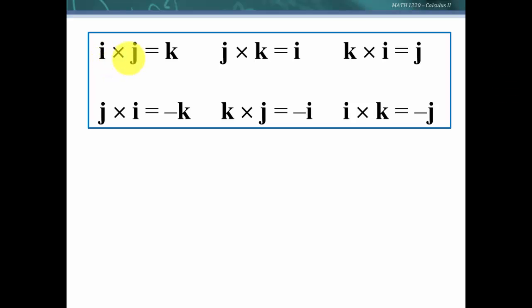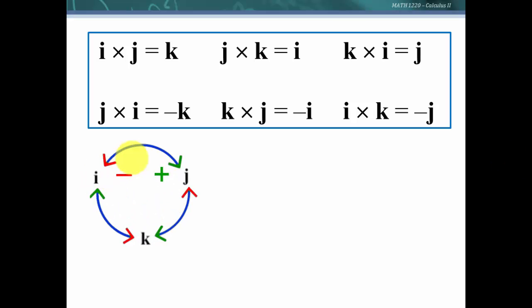So i cross j will equal k. If we did it in the other order, it would be negative. j cross k equals i. k cross j equals negative i, and so forth. Now we can kind of remember this as we can put them in a circle with i, j, and k, and if you go clockwise and you cross, you get a positive, and if you go counterclockwise and cross, you get a negative. So in other words, if I did j cross i, it would be negative k. If I wanted k cross i, it would be j. So depending on the direction, positive or negative.